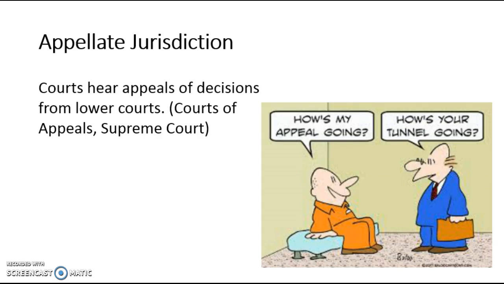Then we have appellate jurisdiction, and this means the courts are hearing appeals of decisions that the lower courts made. So in the federal system, you have courts of appeals, and then you have the Supreme Court. So you start out in the district court, you could appeal to the courts of appeals, and if you still don't like the decision, you can appeal to the Supreme Court.